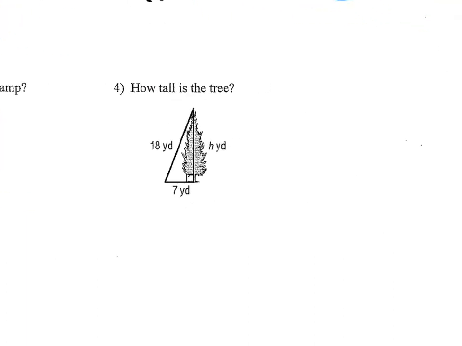Last one, number 4, how tall is the tree? So we've got a leg missing. We're going to say that this is A, because that's how I like to label it. And if we're missing a leg, what can we do? Are we going to add or are we going to subtract? We're going to subtract the leg we know from the hypotenuse.